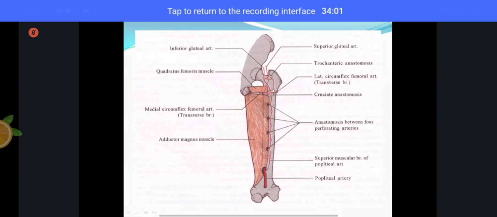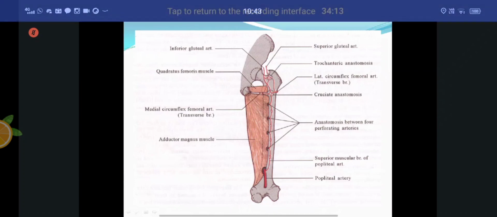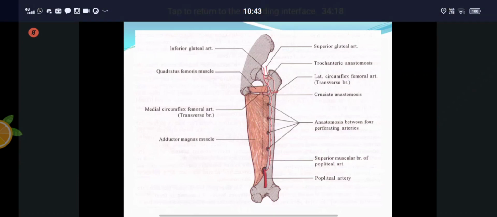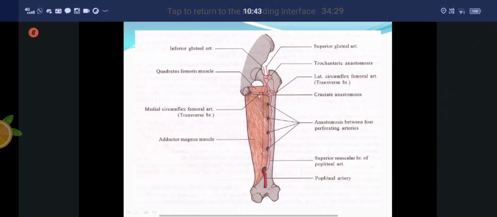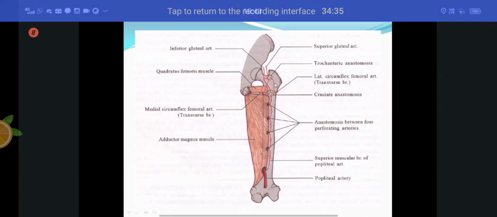So what are the branches which are taking part in the trochanteric anastomosis? The cruciate I already taught you. So you see, the branch from the superior gluteal artery. I told you in the gluteal region there are 2 important branches: the superior gluteal artery and the inferior gluteal artery. And then what else? Then also you find the ascending branch from the lateral circumflex femoral artery and the ascending branch from the medial circumflex femoral artery.